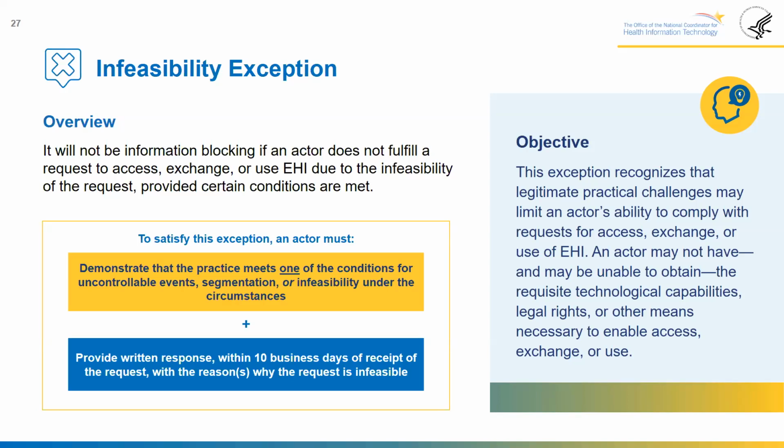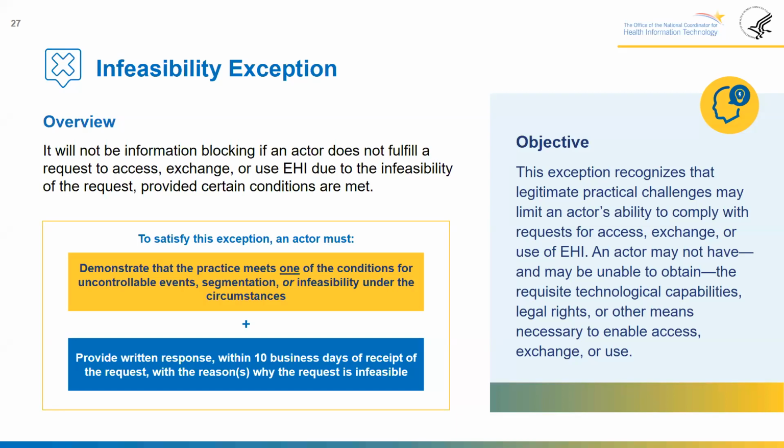So I want to talk about three changes from the proposed rule to the final rule in this exception. So first, we've restructured the exception so that the practice must meet one of the following conditions, as you can see on the screen in that yellow box. So the first is uncontrollable events. And for those of you familiar with contract law, this condition is essentially a force majeure clause. This condition addresses situations when an actor can't fulfill a request for access, exchange, or use of EHI because of events like a natural or human-made disaster, a public health emergency, public safety incident, war, terrorist attack, civil insurrection, strike, or other labor unrest, and so on.